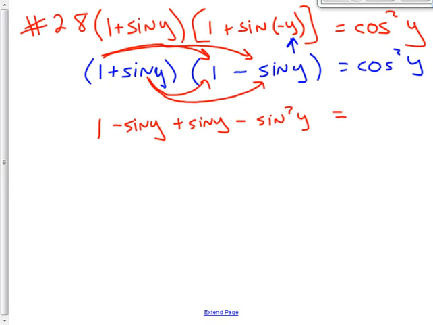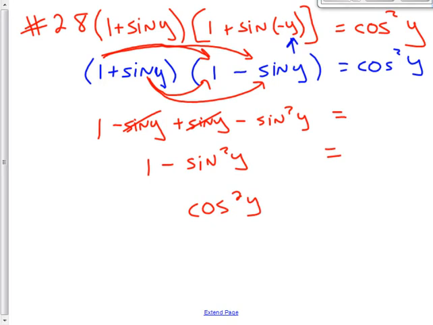Remember that the equal cosine squared y part is going to stay there. That's what we want the left side of this equation to look like. We don't want to really fool around with that right-hand side at all. Negative sine y plus sine y, those two things cancel. I get 1 minus sine squared y. 1 minus sine squared y is what I want it to be.